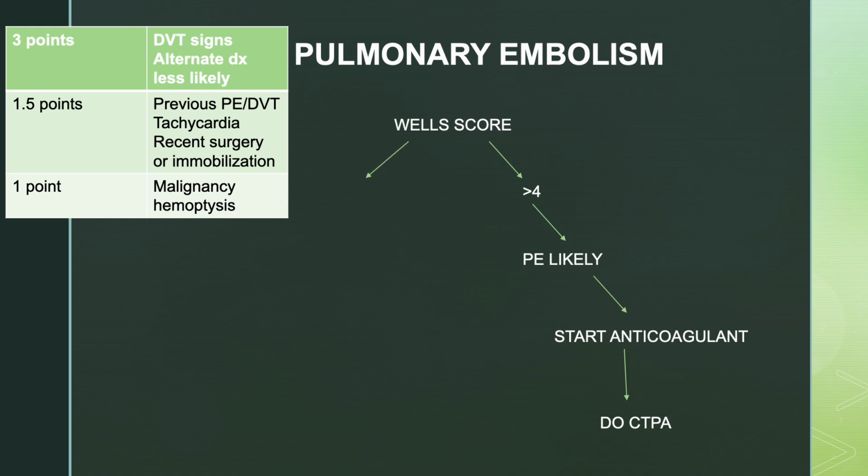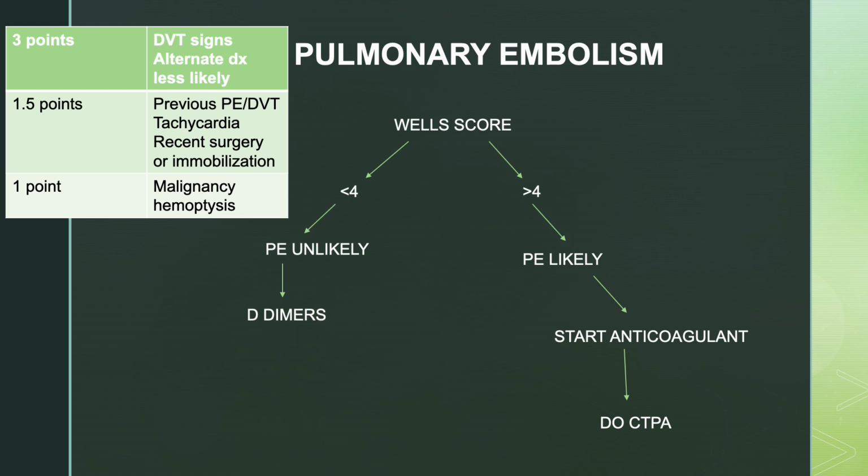Now, let's say the Wells score is less than or equal to 4. Then that means that PE is unlikely or less likely. So in that case, what is the next step? Well, the next step in that case would be to do a D-dimer test.